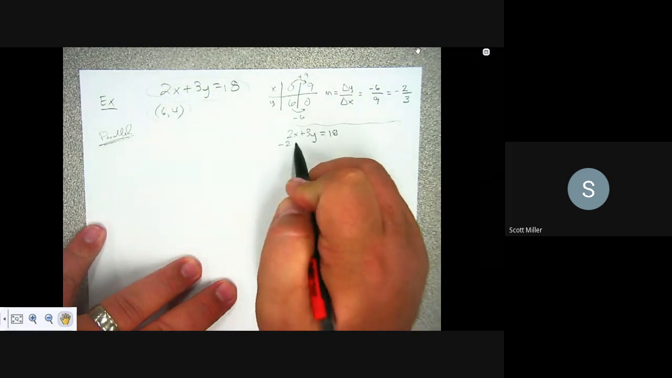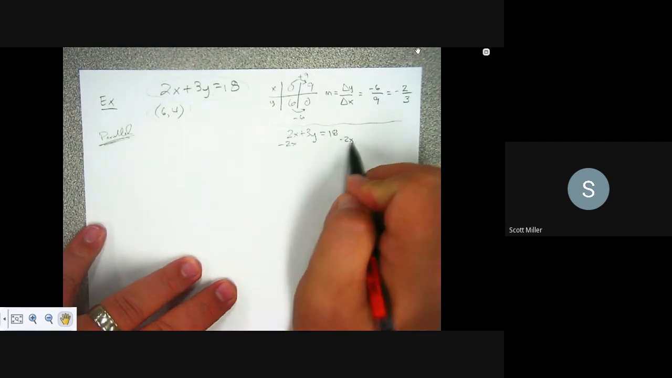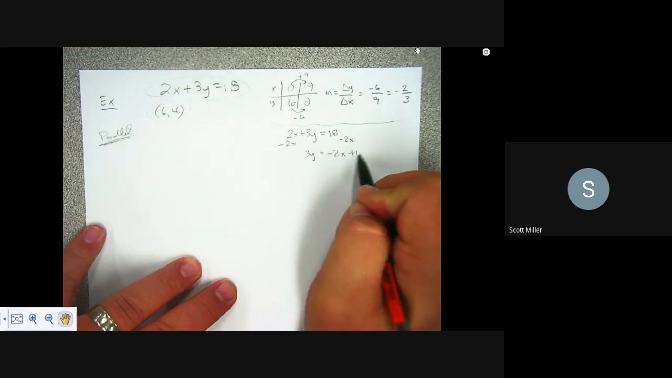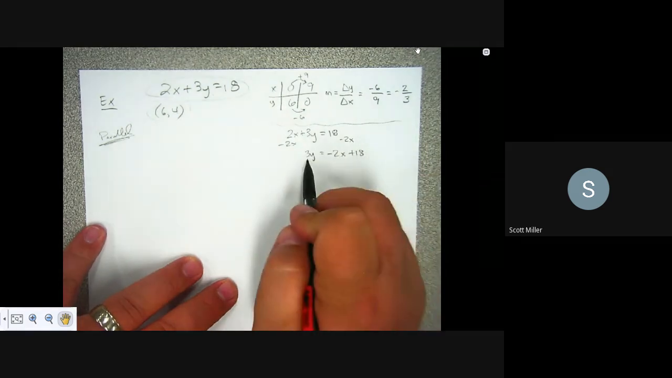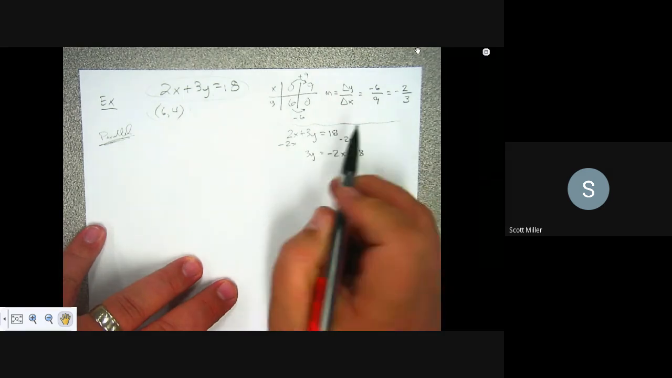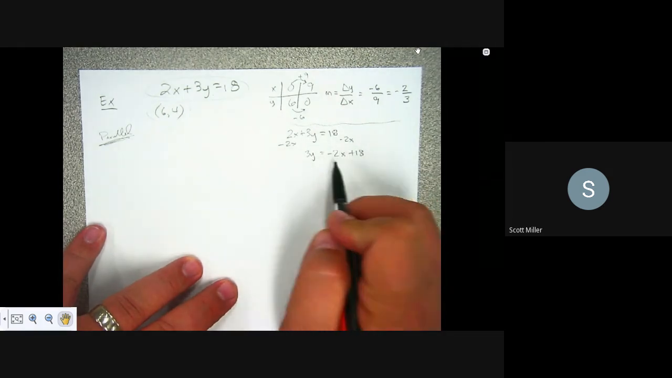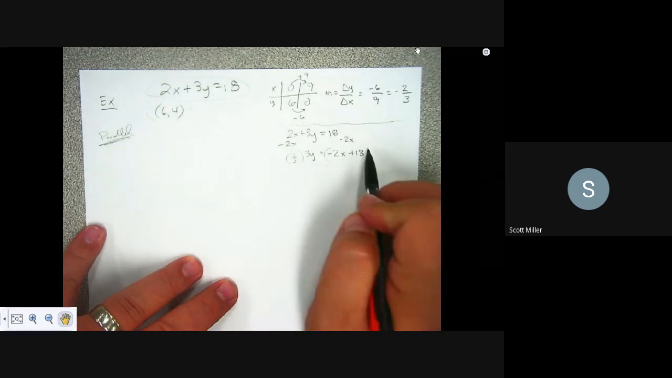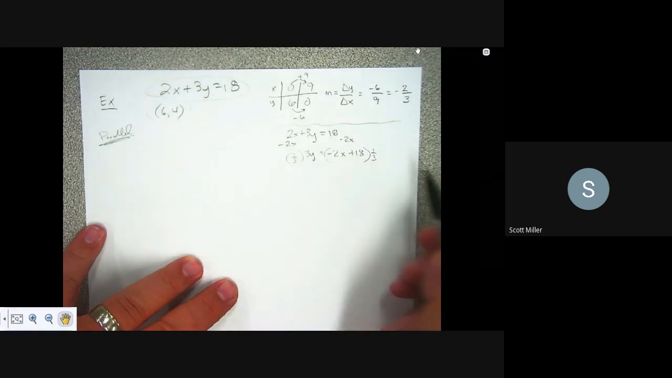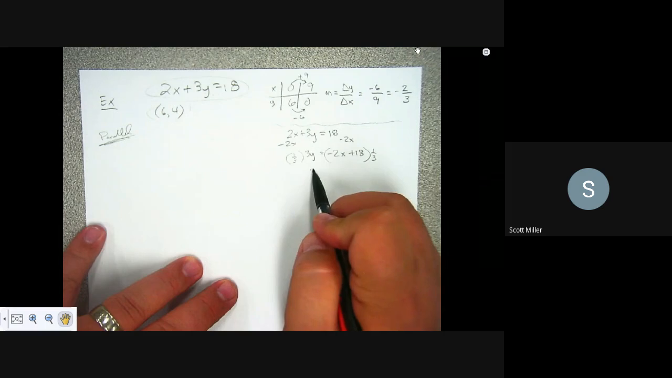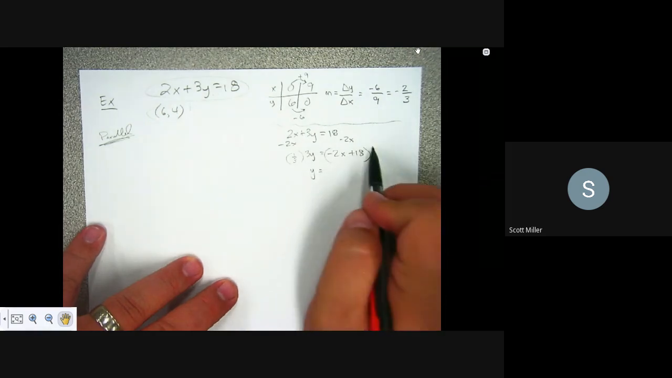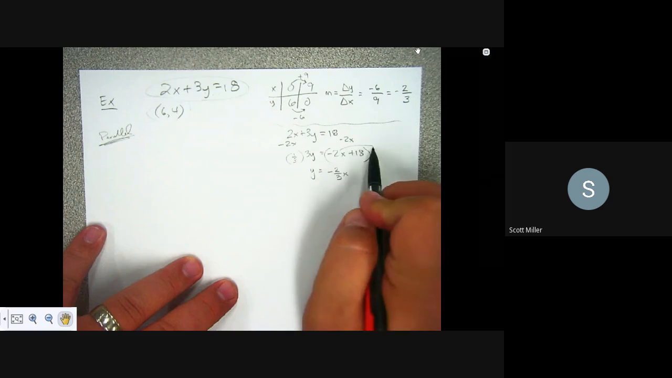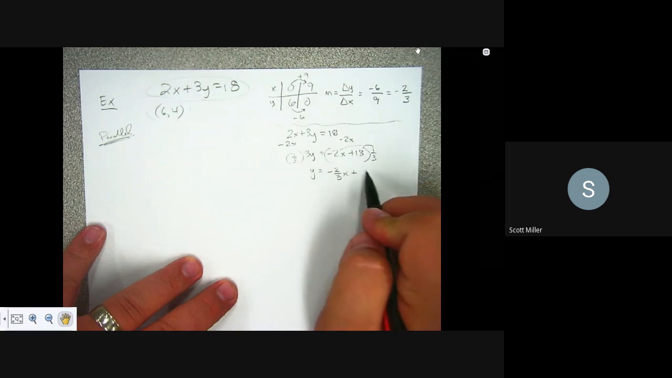You can move the 2x by subtracting 2x from both sides. That gives me 3y is -2x plus 18. Then you can divide by 3 on both sides, or you can multiply both sides by 1/3, either way you look at it. I would like you to start thinking about multiplying by 1/3. 1/3 of 3 is 1, which is what you wanted. As I distribute this, I get -2/3 x, and then 1/3 times 18 is 6.